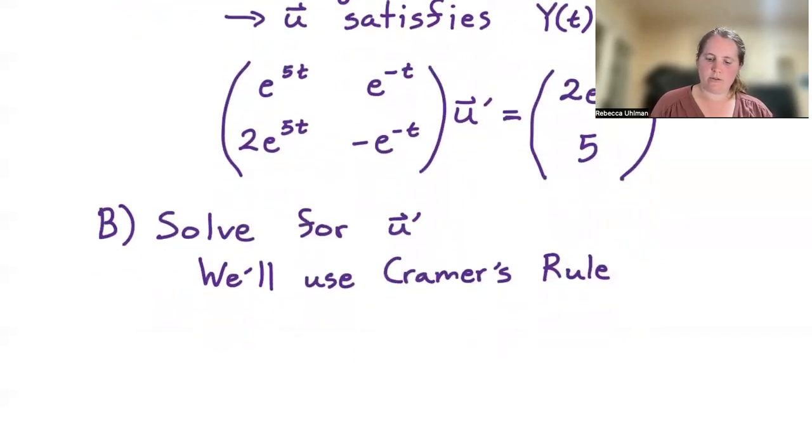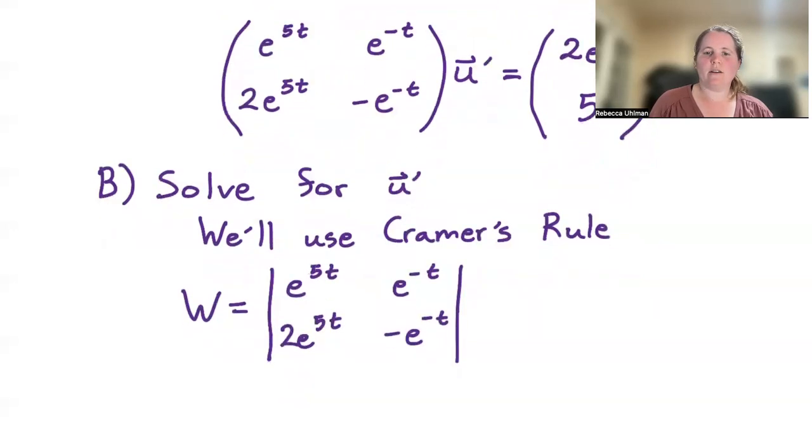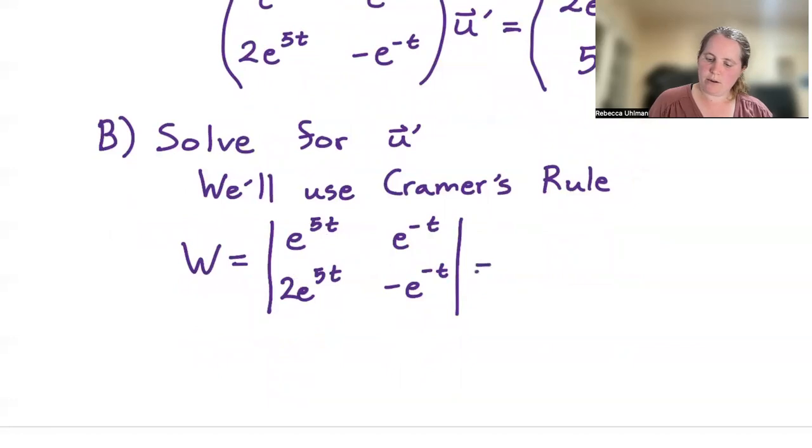So we'll first just find our Wronskian, which is the determinant of our fundamental matrix. So e to the 5t, e to the negative t for the first row, 2e to the 5t, negative e to the negative t for the second row. Finding this determinant, we are looking at negative e to the 4t minus 2e to the 4t, otherwise known as negative 3e to the 4t.